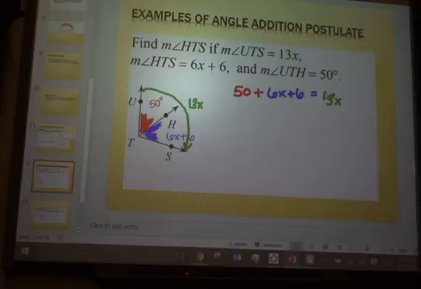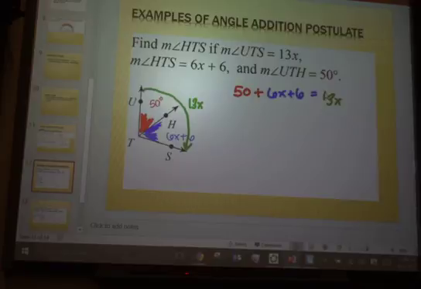Make sure you're paying attention, you're inputting things in your picture. They say UTH is 50 degrees, right? So I highlight that, put it in my picture somehow, so I can visually see that that's 50. Same thing with HTS being 6x plus 6, plug that in my picture. Now I recognize that the red angle and the blue angle are the ones I want to add together, and they're going to give me then a total of 13x, which is that green angle, right?